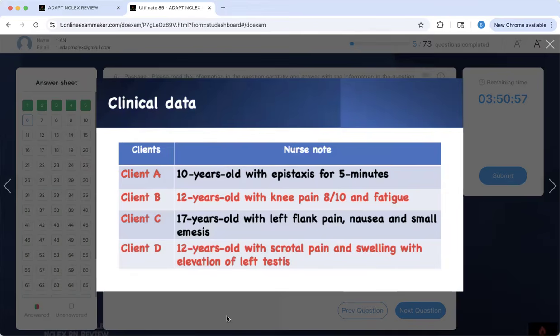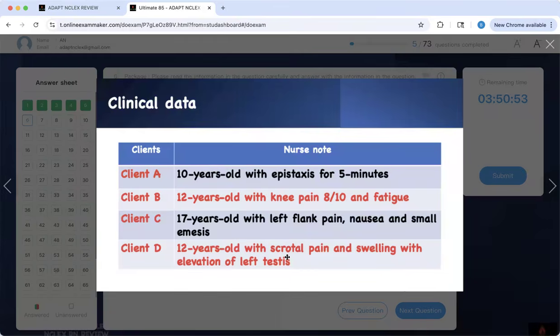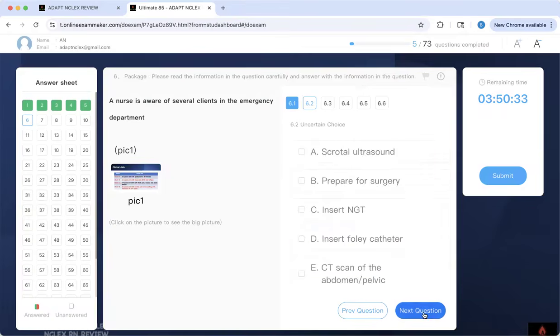I can tell you D is the right answer. Why? If you look at it, this patient's scrotal pain, swelling with elevation of the left testicle, that's torsion. Left flank pain, nausea, and small emesis may be pyelonephritis. Knee pain, fatigue, it may be so many things. Epistaxis, somebody is having a nosebleed. Well, there's no emergency right now. Therefore, that's the patient we see.